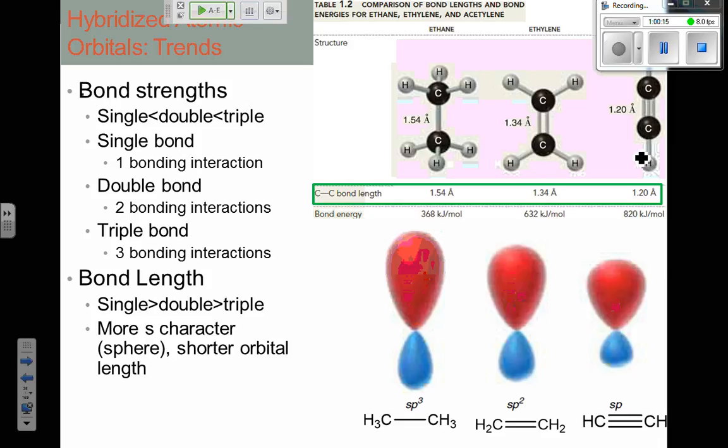So here's our sp2. So we know that one's going to be in the middle. We know this is our shortest, this is our longest. What about that bond?